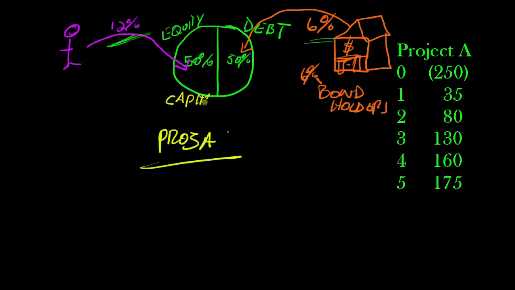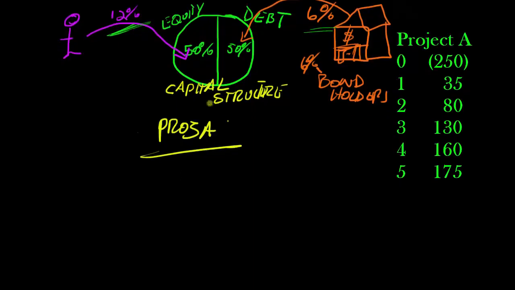My capital structure is where the money comes from, right? Capital structure is the whole circle. And how's the other one? So what do we do? Well, we can just divide. We can just take half.